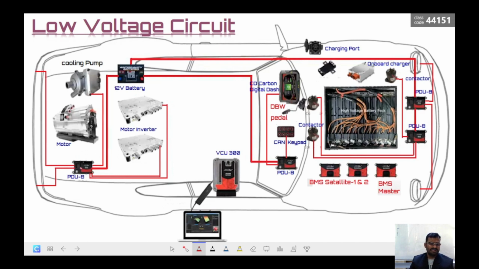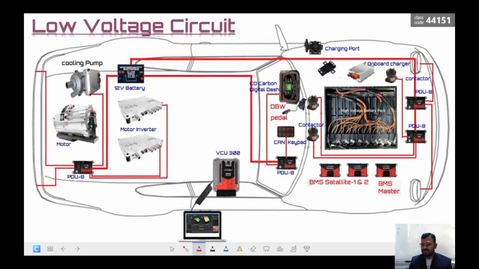And this low voltage system is going to be controlled by this PDU unit, which is going to give the signal for controlling this cooling pump, and the motor inverter is going to get the control signal from this PDU unit. And also we have PDU 8, which is going to connect to the CAN keypad, and also we have a dashboard which is going to be displaying all the parameters to us, so the speed and fuel level and all those things.